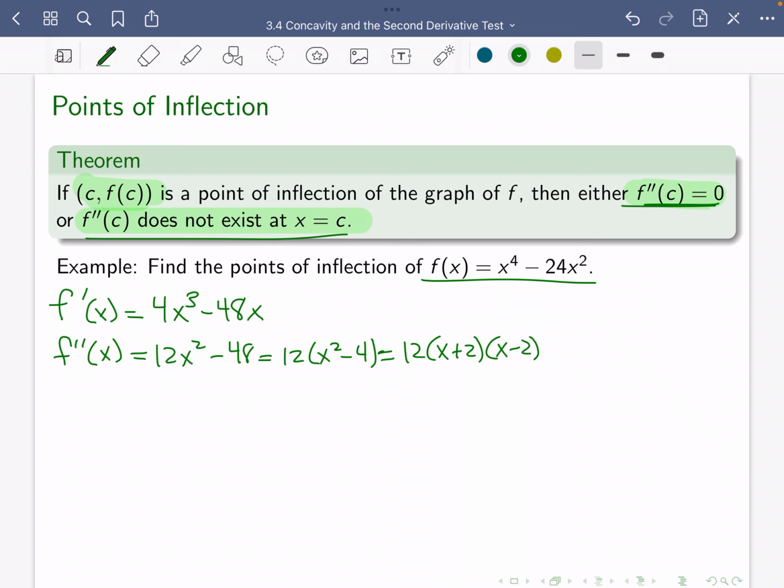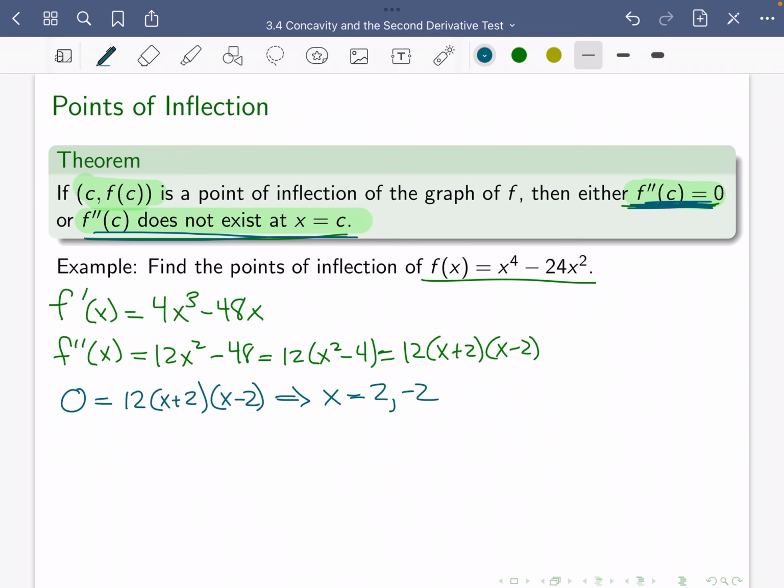What are we going to do with the second derivative? Well, we're going to see, is there anywhere where it's equal to 0? Is there anywhere where the second derivative does not exist? So let's set it equal to 0. And when we set it equal to 0, we find x equals 2 and negative 2.